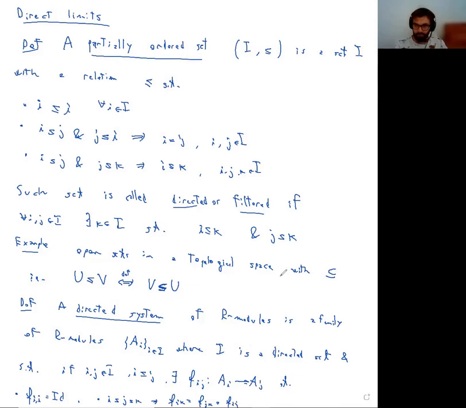Okay. So just observe this. The order of the indices is different than the one we use for transition maps. For transition maps, the domain is the one on the right and the codomain is on the left. Well, here it is the opposite. And why do we introduce all of this? Well, because directed sets, in particular directed systems, are the ones that let us speak about limits, direct limits.